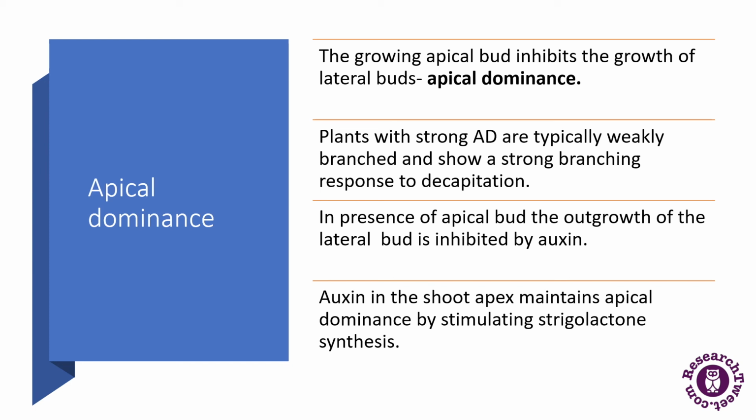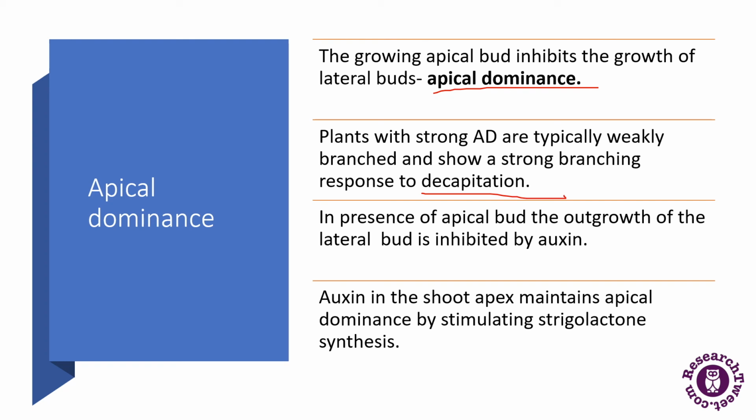Then apical dominance. First, we have to understand the definition of apical dominance. The growing apical bud inhibits the growth of the lateral buds. This phenomenon is called apical dominance. Removal of the shoot apex usually results in the growth of the lateral buds. Plants with strong apical dominance are typically weakly branched and show a strong branching response to decapitation, which means removal of the shoot tip.